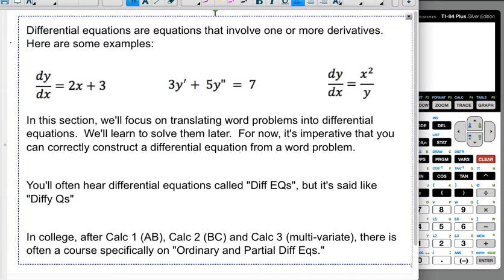In this section, we'll focus on translating word problems into differential equations. We'll learn to solve them later. For now, it's imperative that you can correctly construct a differential equation from a word problem. You'll often hear differential equations called diff-EQs. In college, after Calc 1, which is basically AB Calc, and Calc 2, which is BC Calc, and Calc 3, which is multivariate in most schools, there's often a course specifically on ordinary and partial diff-EQs.